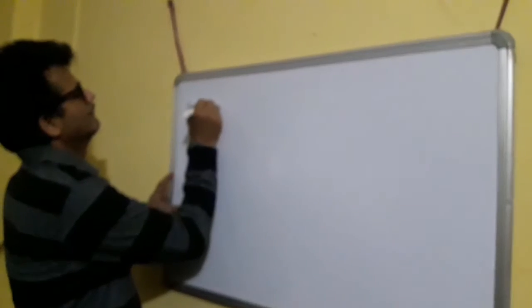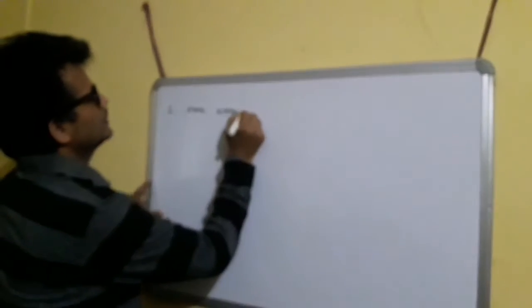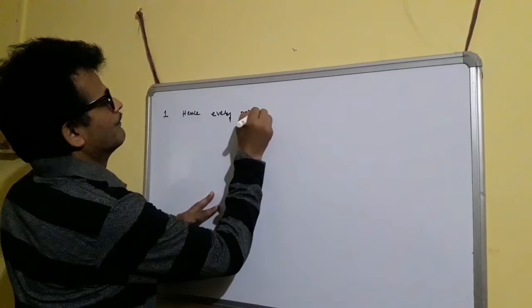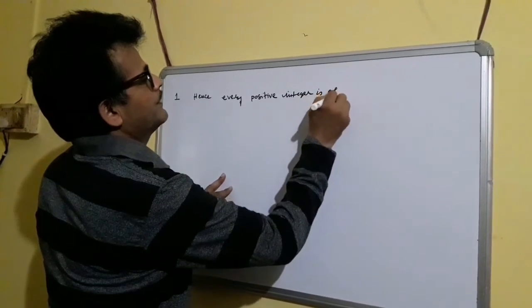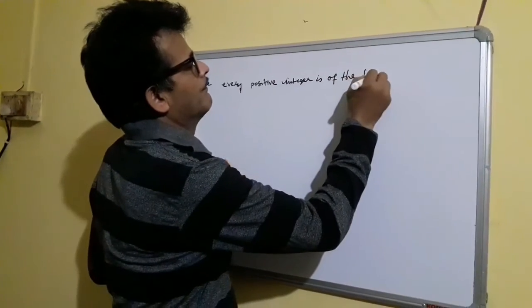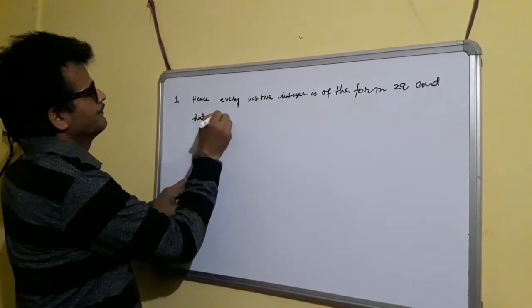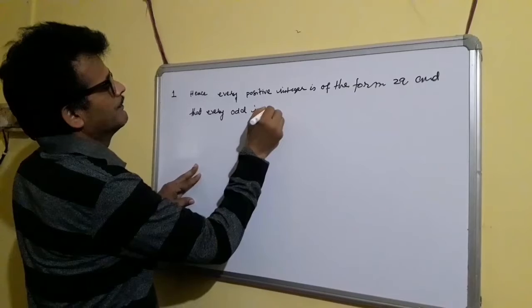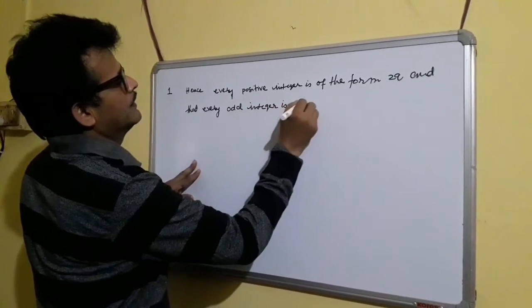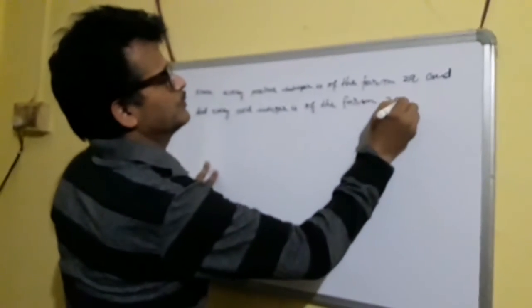Hence, every positive even integer is of the form 2q, and every odd integer is of the form 2q plus 1.